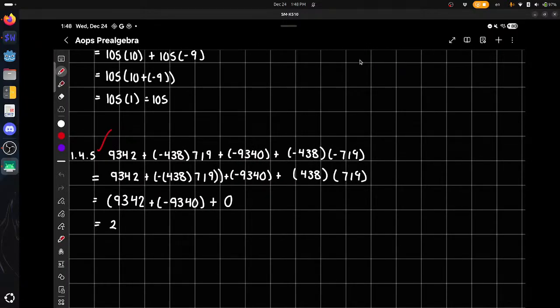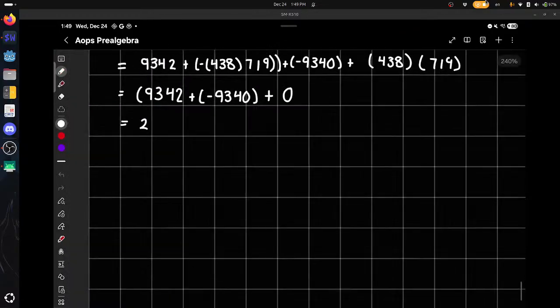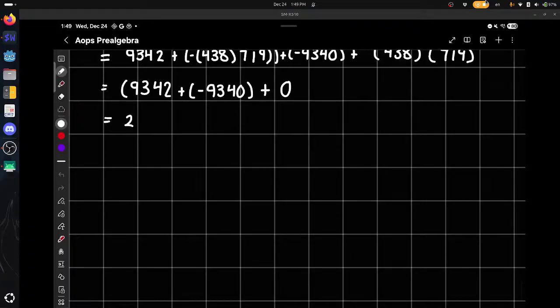So yesterday we did negation, and today we're gonna start a new lesson, subtraction. So this should be pretty easy to tackle. So let's get started. Okay. So 1.5 subtraction.